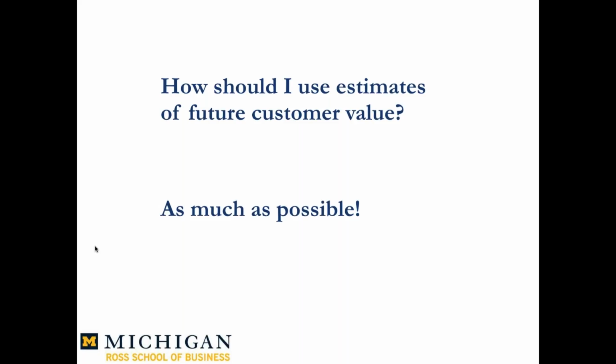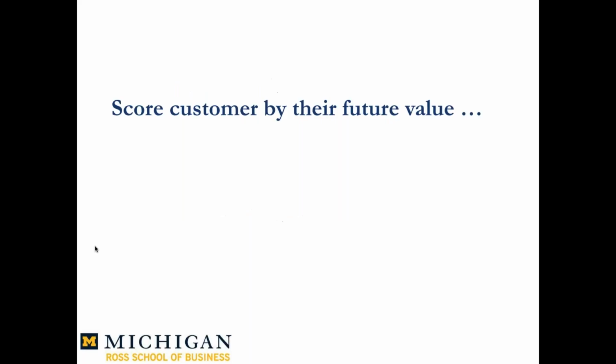So, great. How should I use these kind of estimates? I've heard some ideas, but I want to run through a couple of ideas, some of which were mentioned, some of which were not, some of which weren't fully fleshed out. To start, as much as possible, these CLV numbers, or expected future customer value numbers, should be at the table all the time. There's no reason not to.